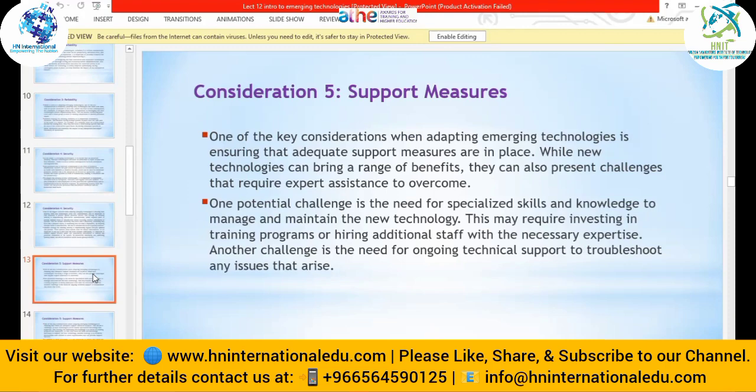If you're going to buy some new thing or adopt some new thing, you should first learn about the thing: what is this for, how I will manage it, how I will run it, how I will maintain the new technology, the data, or everything that is included in that. You have to take the training programs or hire some staff or some people who are experts in doing that.